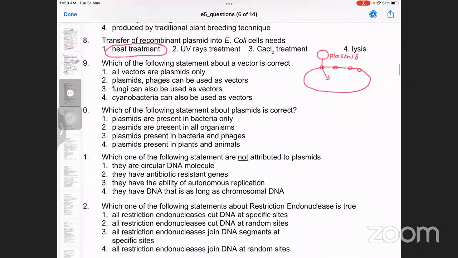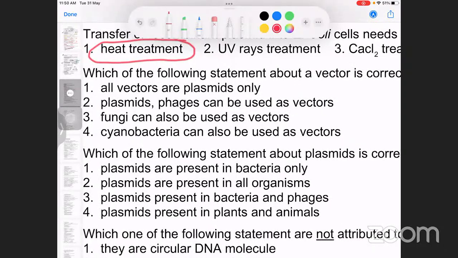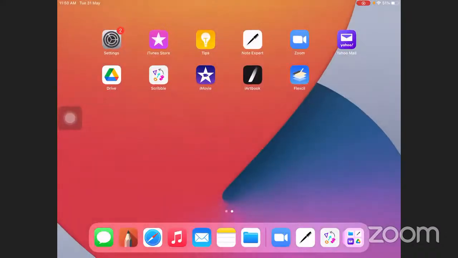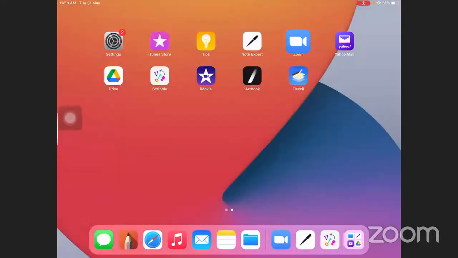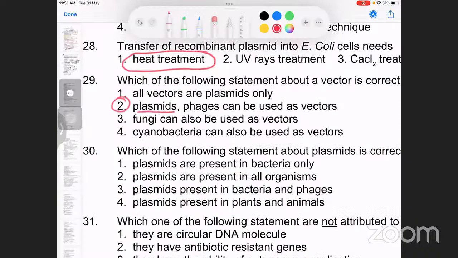Okay, so which of the following statements about vectors is correct? All vectors are plasmids only. Plasmids and phages can be used as vectors. Fungi can also be used as vectors. Cyanobacteria can also be used as vectors. Which statement is true? Whether it is 1, 2, 3, or 4. 29th question. Exactly, it is option 2. Why option 2? Because we use plasmids as vectors, even phages as vectors.